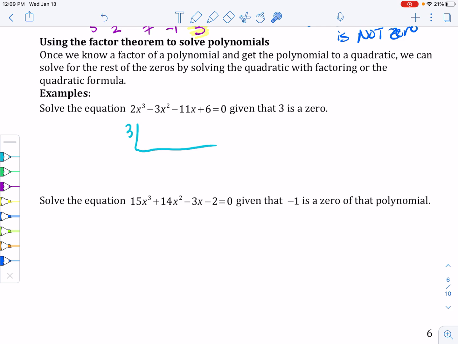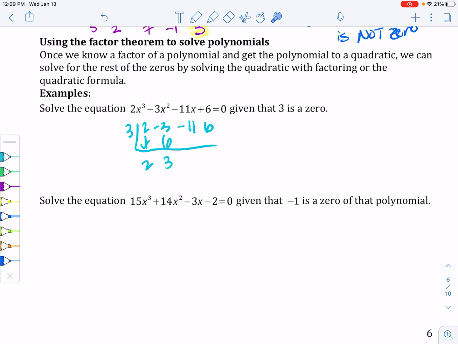So then it's in descending order and I haven't skipped any powers. So I put the coefficients 2, -3, -11, 6. So I bring down the 2. 3 times 2, remember we multiply these two, that gives us 6. And then I add straight down, so -3 plus 6 gives us 3.